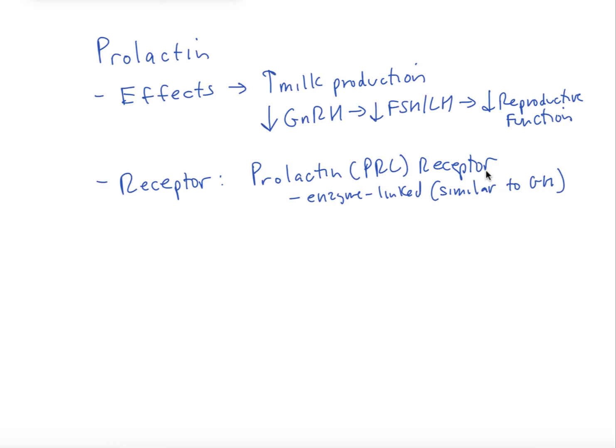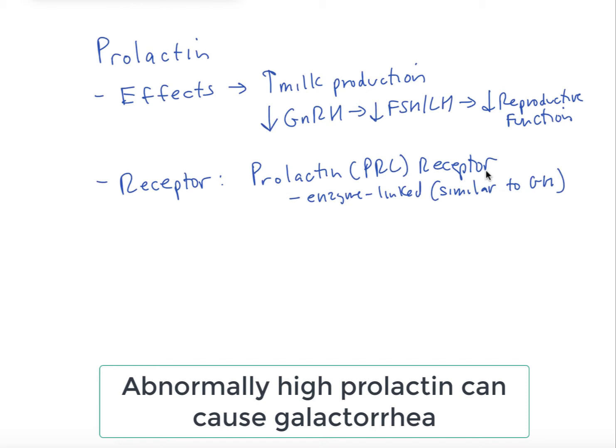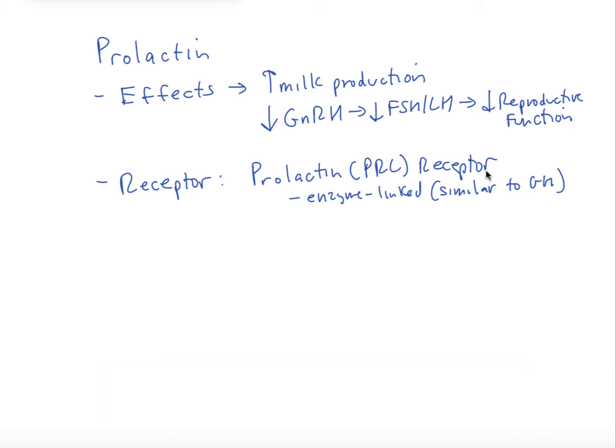Also, you can appreciate the milk production effect. That's only supposed to happen during breastfeeding. So in men and women, increased prolactin levels to pathologically high amounts can lead to something called galactorrhea, which is inappropriate milk production. So those are examples of when prolactin is excessively high, and it can cause these sorts of problems in an exaggerated way.